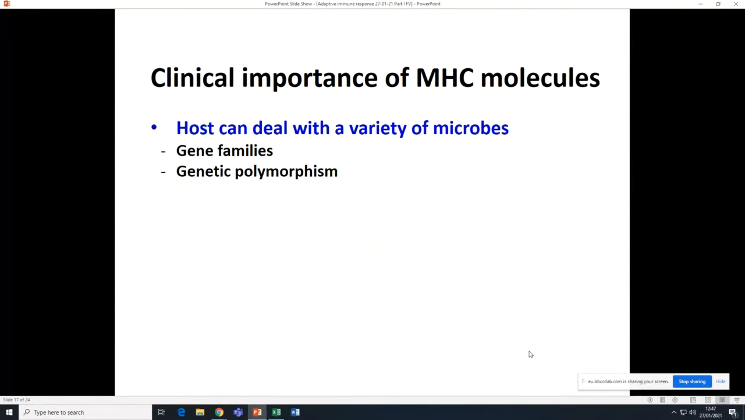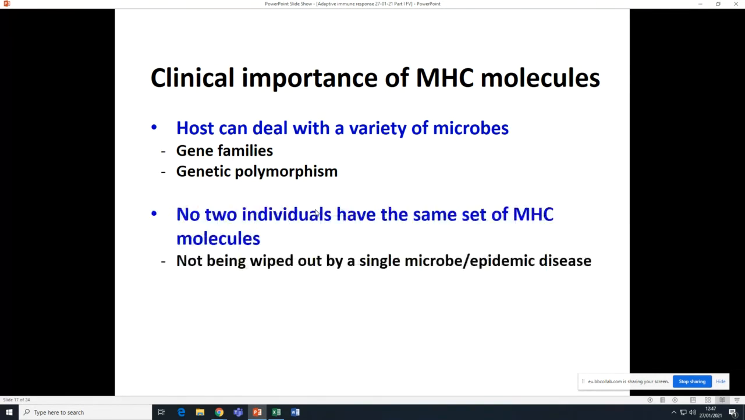Okay, so these are the points. The host can deal with a variety of different microbes, and this is extremely important. These genetic polymorphisms guarantee that at the population level, we are not exterminated because of one new virus or microbe or mutated one. And for the MHC molecule, the more diverse it is, the better for us. Because the more diverse, the more likely we'll be able to cover an array of different microbes, and the more likely we'll be able to mount an immune response.